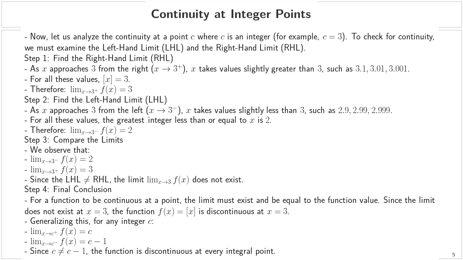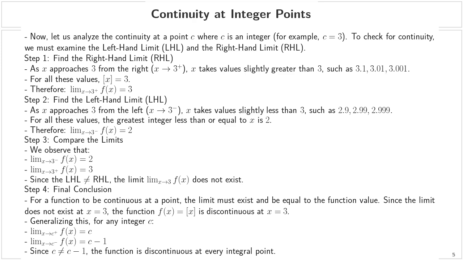To generalize this for any integer c, the limit as x approaches c from the right will always be c, but the limit as x approaches c from the left will always be c minus 1. Since c can never equal c minus 1, we can conclude that the function is discontinuous at every single integer point.